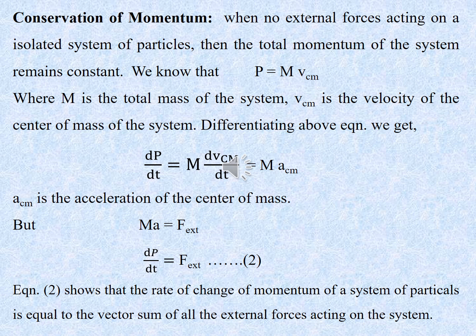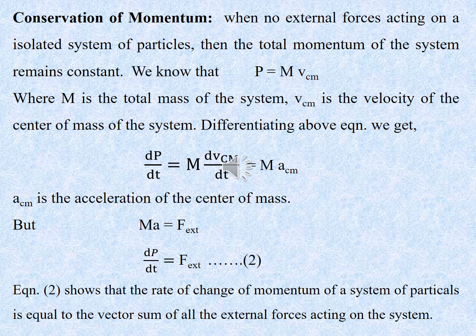Conservation of momentum. When no external force acts on an isolated system of particles, the total momentum of the system remains constant. We know that P is equal to mv. Here we can write P is equal to m vcm, where vcm represents the velocity of the center of mass of the system. Differentiating the above equation, we get dp by dt is equal to m into d by dt of vcm, that is equal to m acm.